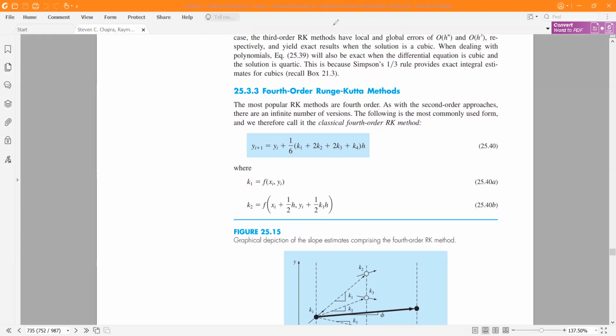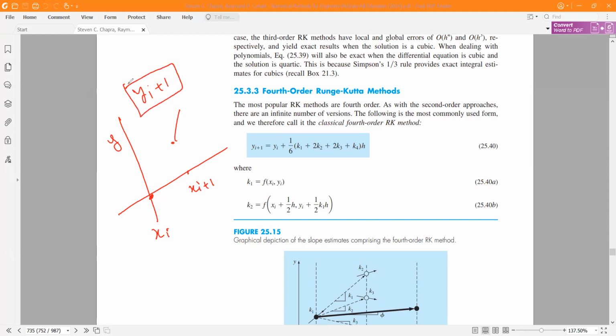Let me show it figuratively, okay? Say we are here, this is your xi. Then if this is your xi plus 1, our intention is what? We have to calculate the value. This is your y, okay? We have to calculate the value y there, that is yi plus 1. This is the value of your y in the next time step.